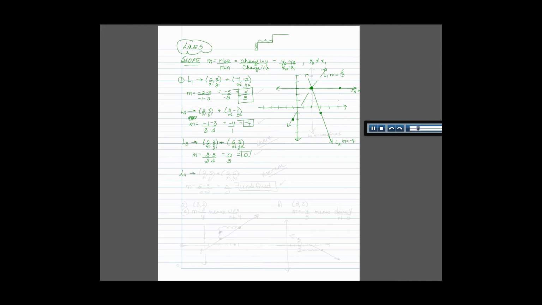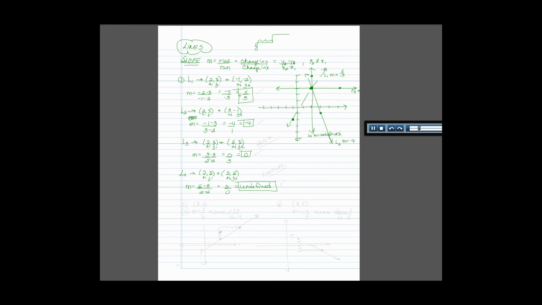Finally, we have line 4 with the point (2, 3) and the point (2, 5). Let's find it on the graph. So what kind of line is that? That is a vertical line. That's line 4. So we know its slope should be undefined, but we can prove that by saying m equals y2 minus y1 over x2 minus x1, which is 2 over 0, which is, yes, undefined. So the slope of line 4 is undefined.